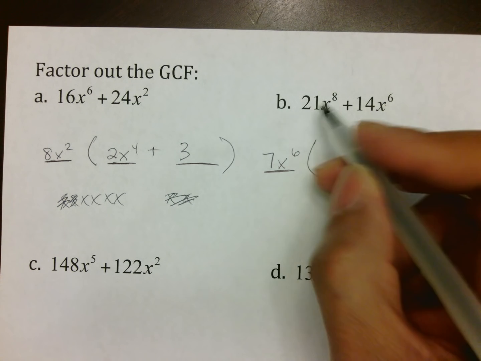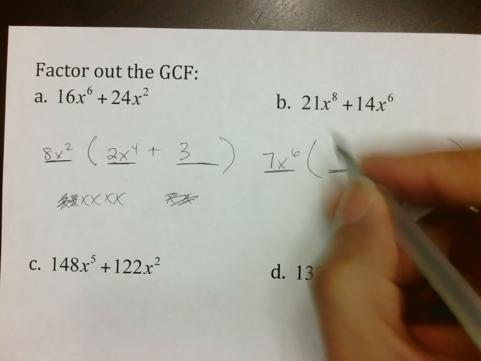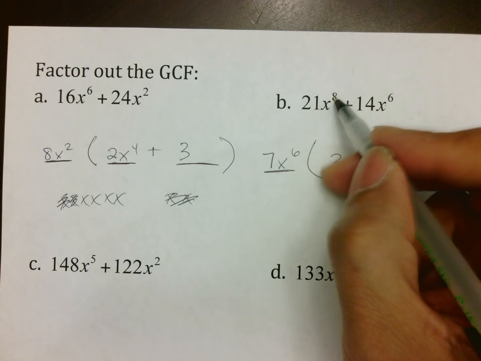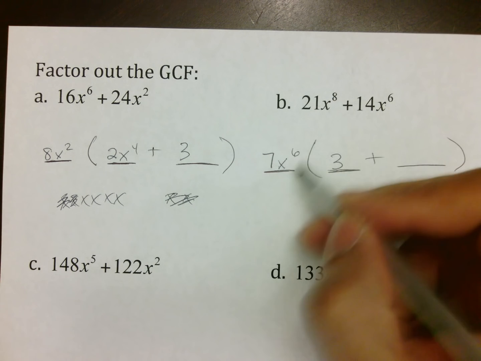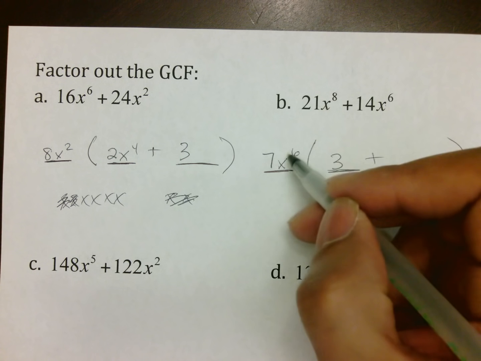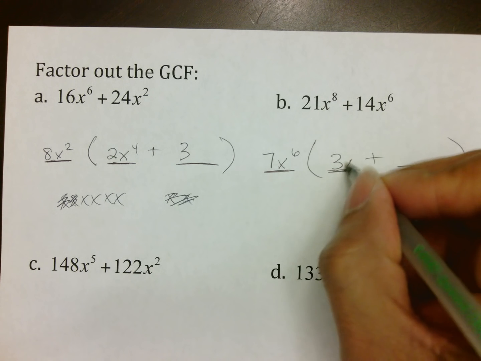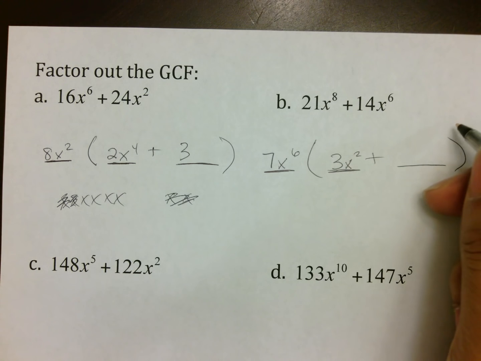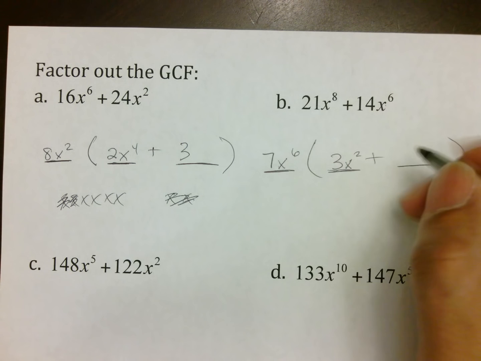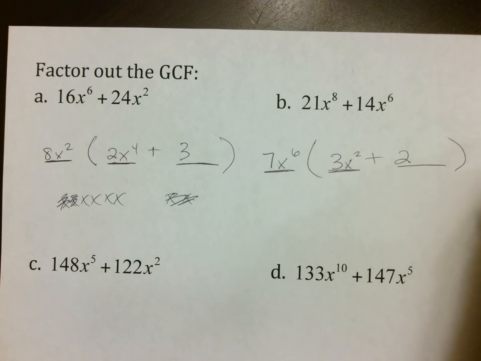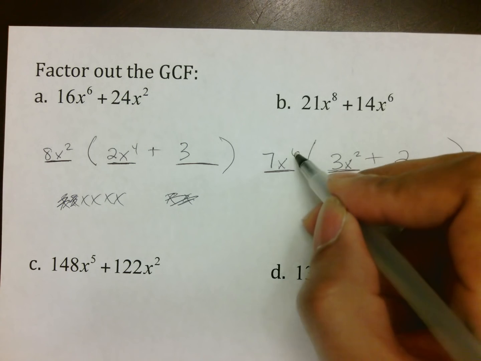Again, what we do now is we convert our 21. 21 divided by 7 is 3. I had 8 x's, but I took 6 out. Remember, I took them all off of everything, so again I took 6 off, which means I have 2 left. 14 divided by 7 is 2. I had 6 x's. I took all 6 off.